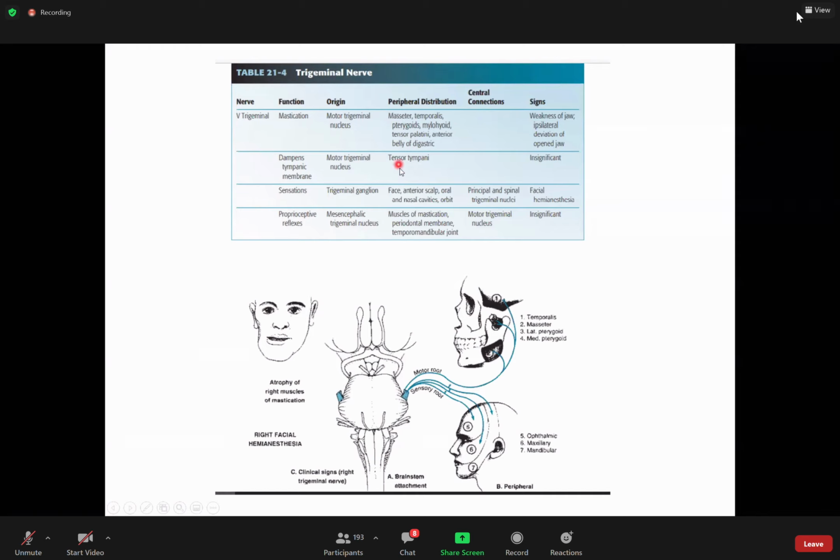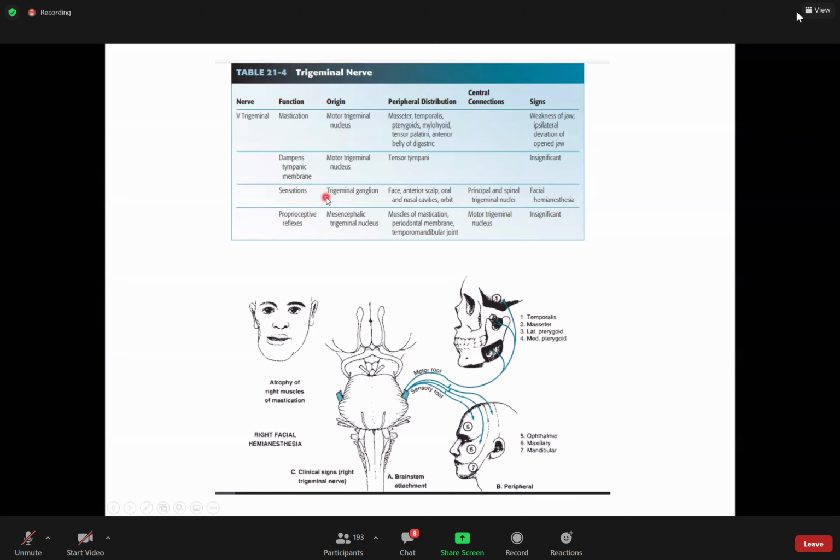It also supplies the tensor tympani, which dampens the tympanic membrane, but damage to that is insignificant. Trigeminal ganglion supplies the face, anterior scalp, oral and nasal cavities, and orbit. And the major connection is through the principal and the spinal trigeminal nucleus.